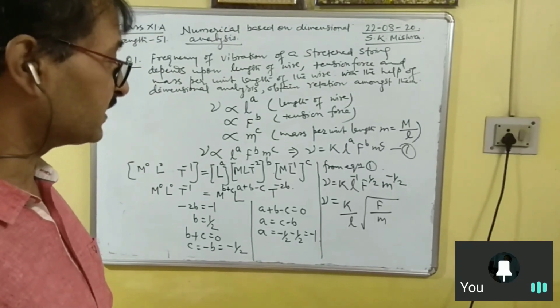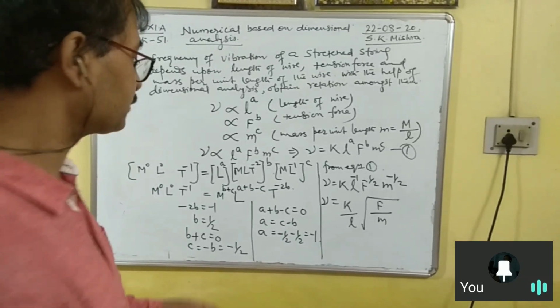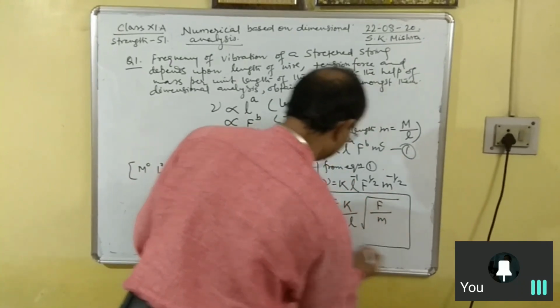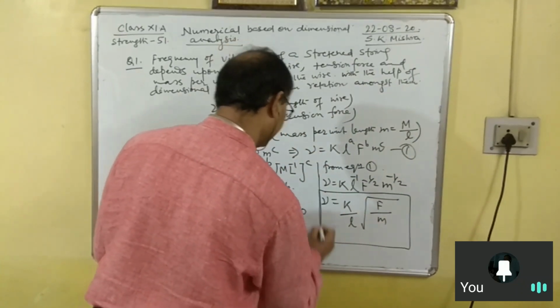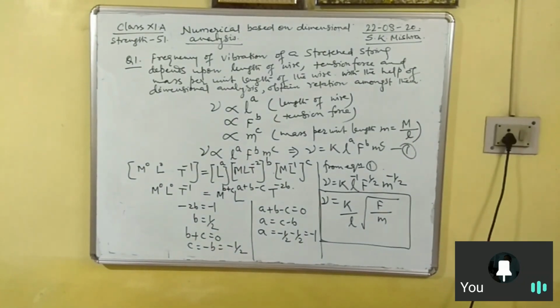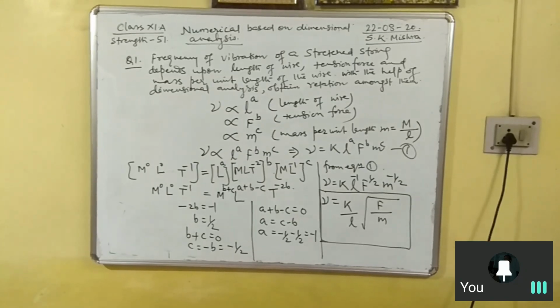Regarding the constant K, dimension cannot say anything. So your final answer should be nu is equal to K by L under root F by M. With the help of dimension analysis, we are getting this final relation. Okay, take a written. If you have written, then take the snapshot. I will rub the board. Taken?